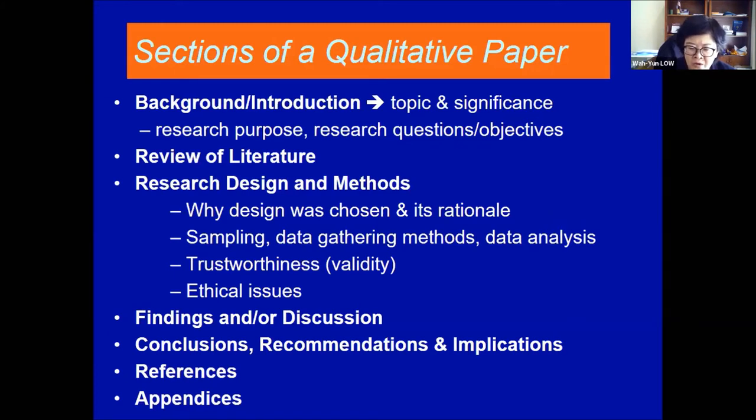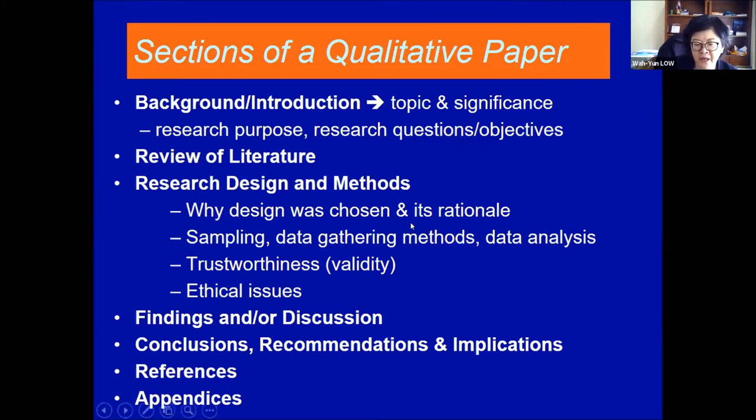And finally, your conclusion, your recommendation. Your recommendation has to be something that comes out of your findings, from your results. And based on the results that you have found, you therefore recommend other procedures or interventions.